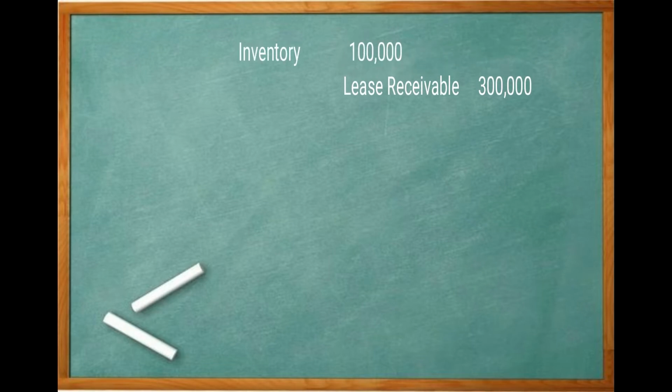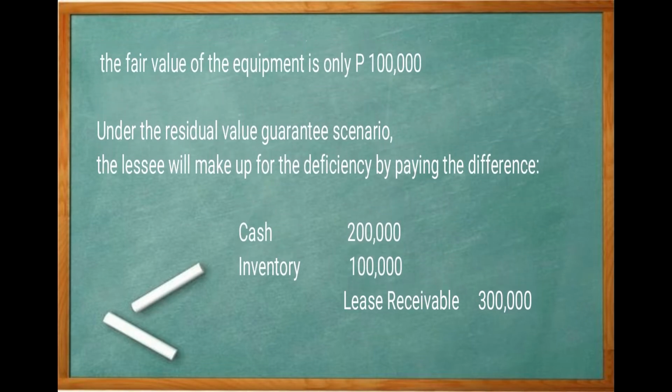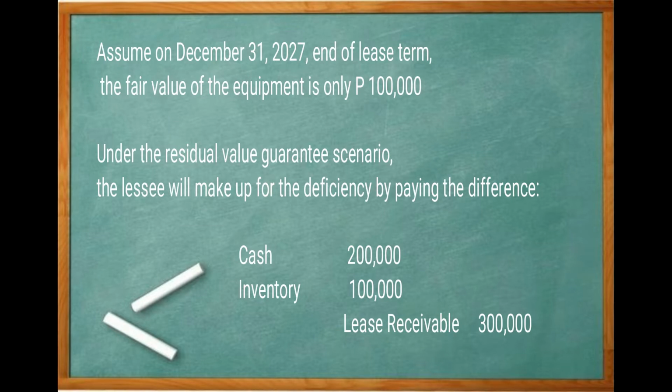Now let's assume na on December 31, 27, the end of the lease term, the fair value of the equipment is only 100,000. Ibig sabihin, ang ating lease ay nag-expire na and the equipment will revert to the company. Under the residual value guarantee scenario, ang ating entry ay debit cash 200,000, inventory na 100,000, at lease receivable credit na 300,000. Yun yung ating residual value. Ngunit ang ating fair value na lamang ay 100,000, kaya ito yung amount ng ating inventory. And cash na 200,000.